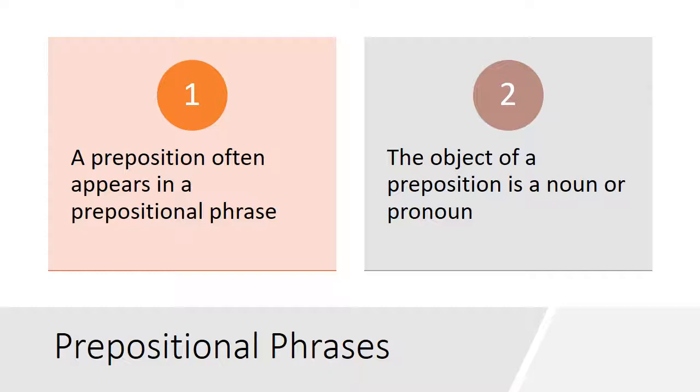Prepositional phrases, which is where most prepositions reside, so that's where you're going to see them the most. They also have the object of a preposition, which is a noun or a pronoun. Some examples would be in the garden, in being the preposition and garden being the noun or pronoun, or out the back door, out being the preposition and door being the object of the preposition.